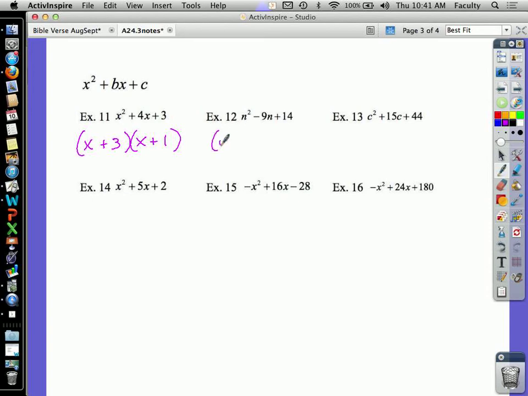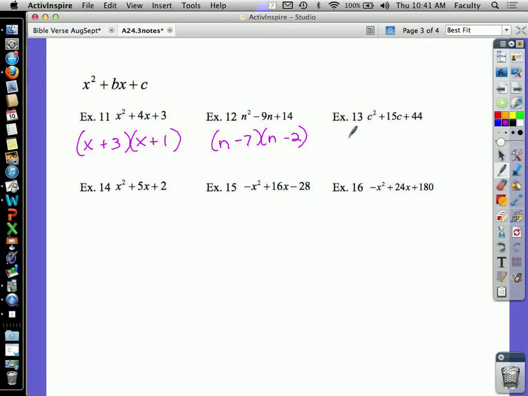All right, number 12. It's not a perfect square trinomial. Now you're looking for two numbers that multiply to positive 14, but add up to negative 9. Noah, what do you think? Negative 7 and negative 2. Good job. And check your work when you factor. Now something I need to point out to you, if the product is positive, they're either both pluses or both minuses, right? If it ends in a plus, they're the same sign.